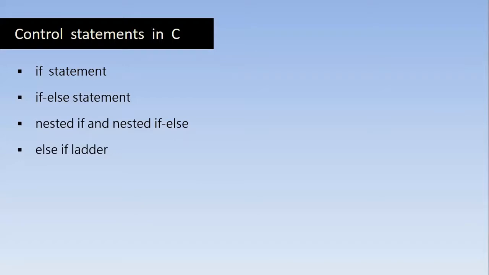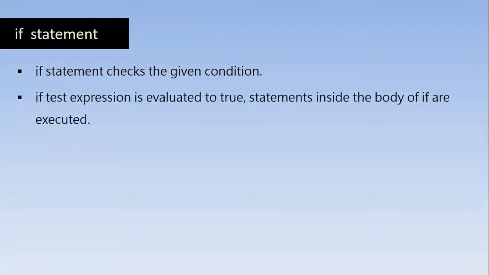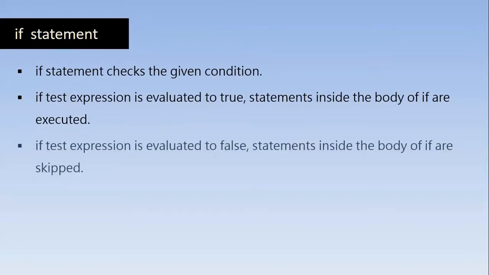All of them work differently. In some areas they look similar, but not really. They are used in various situations, and they are really useful in C programming. The if statement checks the given condition. When we use the if statement, we put a logical condition to check. If the test condition evaluates to true, statements inside the block of if are executed. If the test expression evaluates to false, statements inside the body of if are skipped, and the control goes to the next block of code.